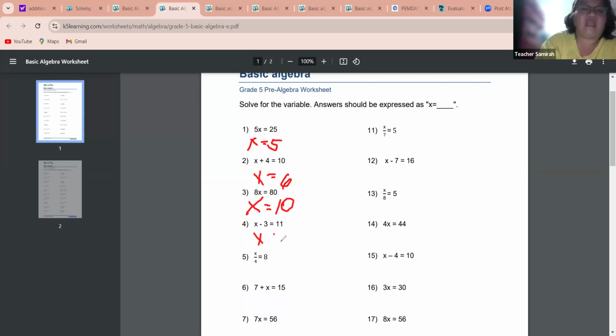X will be equal to 14. Okay? Check your answers.